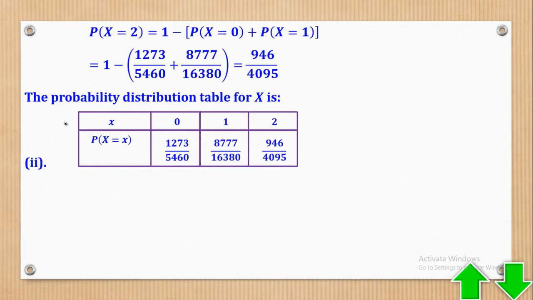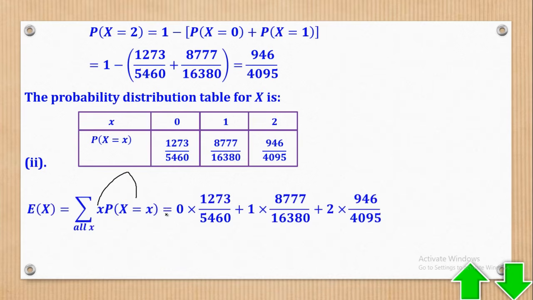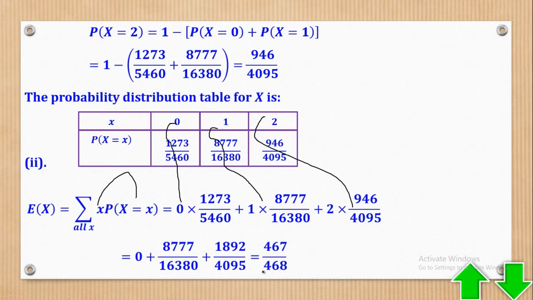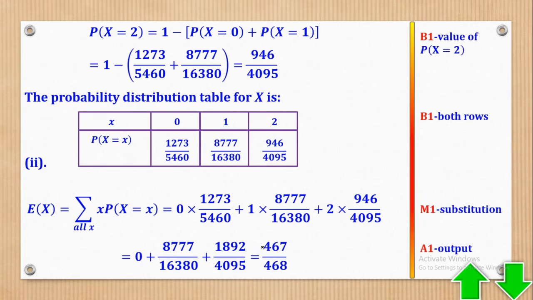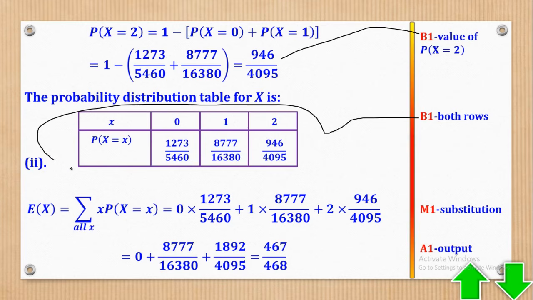Part B, they wanted the expectation of x. So expectation is x times probability of x equal to x. So I multiply this by this gives me that, this by this gives me that, this by this gives me that. When I add all those ones, I'll come up with 467 over 468 as my expected value. So basically that's what they wanted. Now let's see how marks can be awarded. So B1 for this probability, B1 for tabulating all the probabilities, M1 for the substitution, A1 for the output.